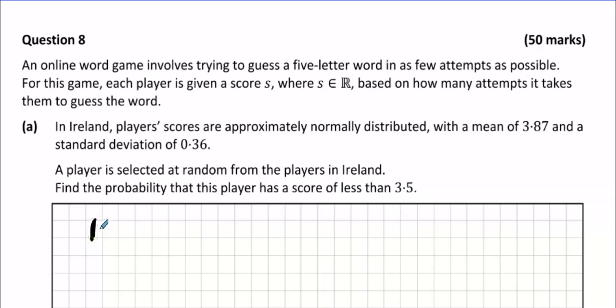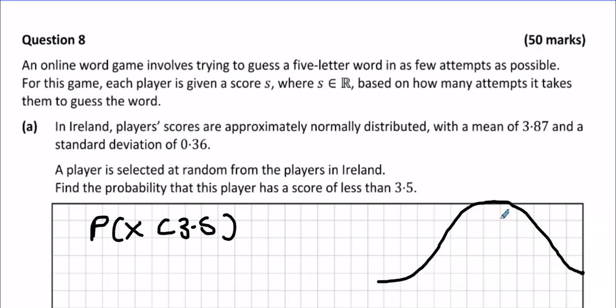Okay, so probability of a score less than 3.5. Agreed? Now, 3.5 is below average. Would you agree with that? Because average is 3.87. So 3.5 would be around here somewhere. What we're asked for is the size of this area here, and the size of that area has to be smaller than 50% because you're below average. That makes sense?